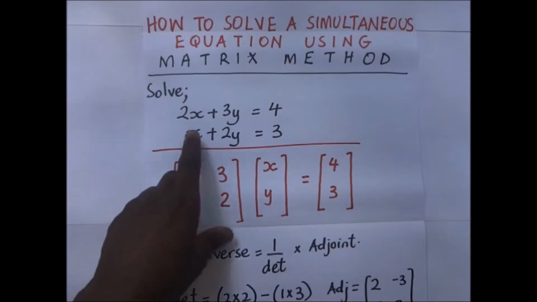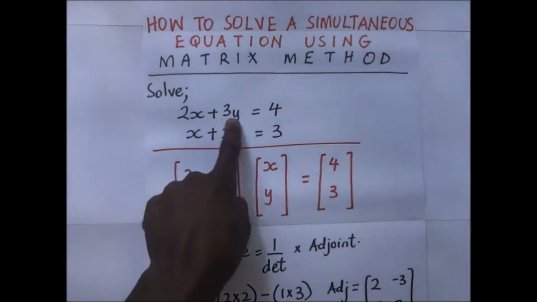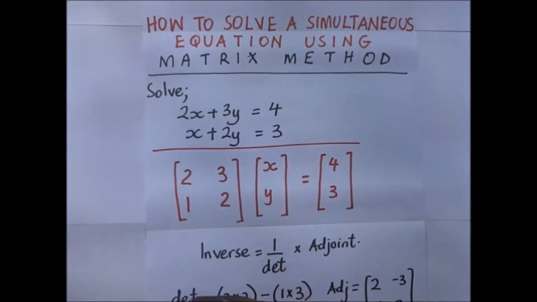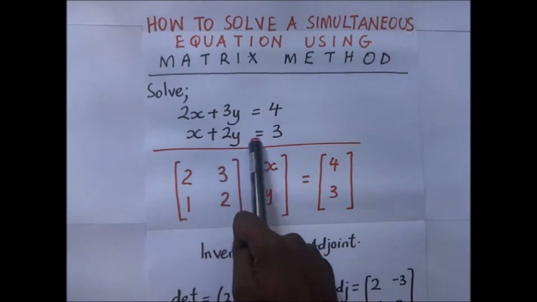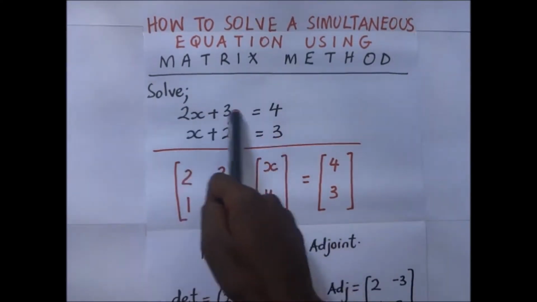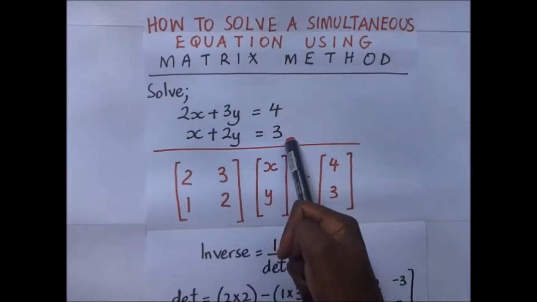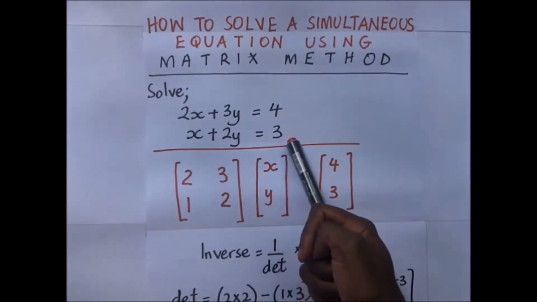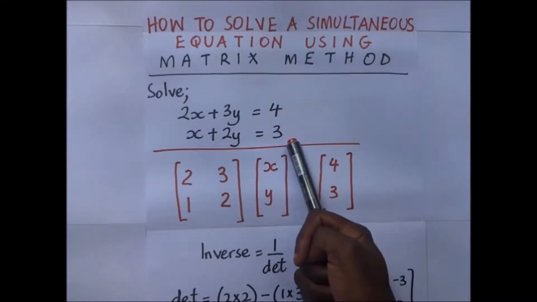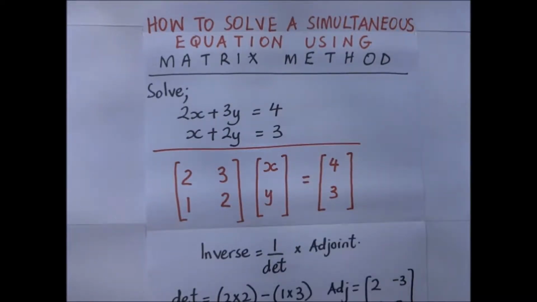We have these two simultaneous equations: 2x plus 3y is equal to 4, and x plus 2y is equal to 3. These are two simultaneous equations that require to be solved using the matrix method. To begin with, we need to first of all extract the matrix we are going to deal with.